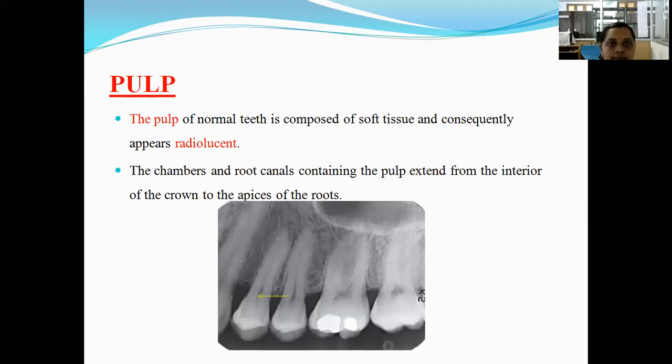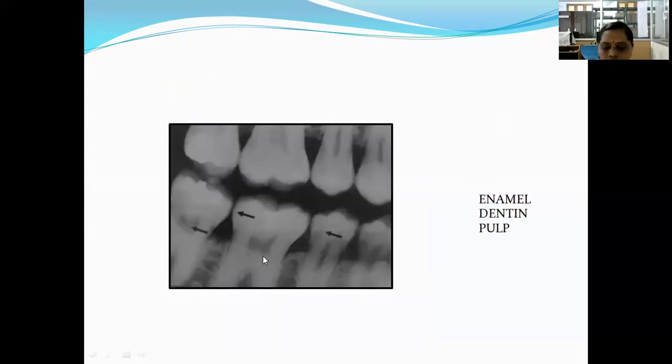Next is the pulp. The pulp of normal teeth is composed of soft tissue and consequently it appears radiolucent. The chambers and root canals containing the pulp extend from the interior of the crown to the apices of the root. So this is the pulp which appears radiolucent. So this is the enamel, dentine and pulp appearing in the radiograph.